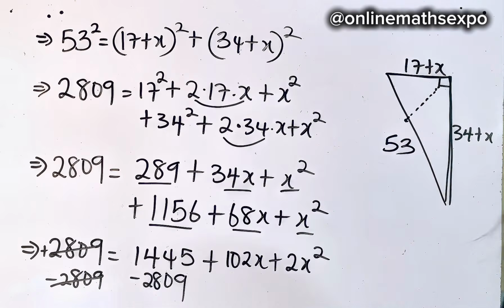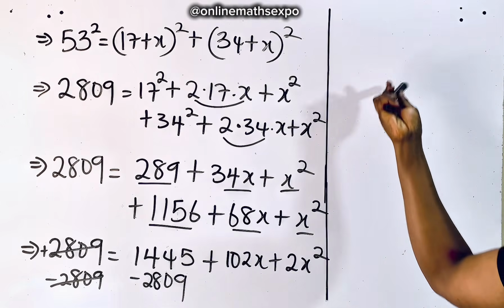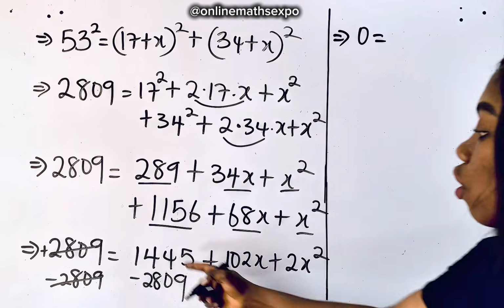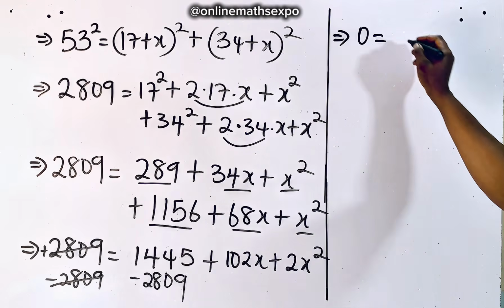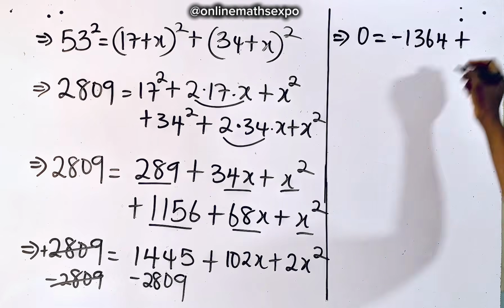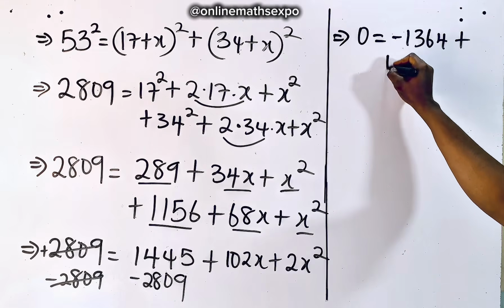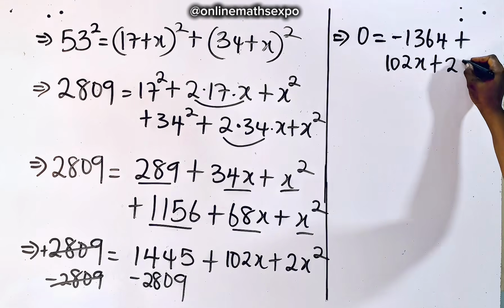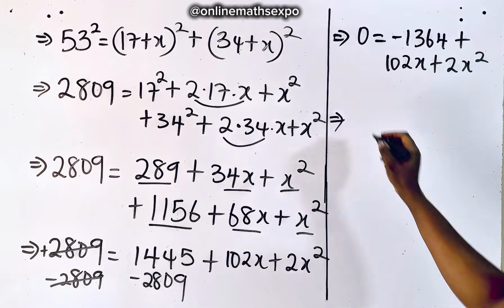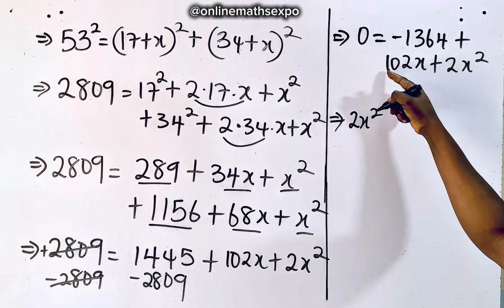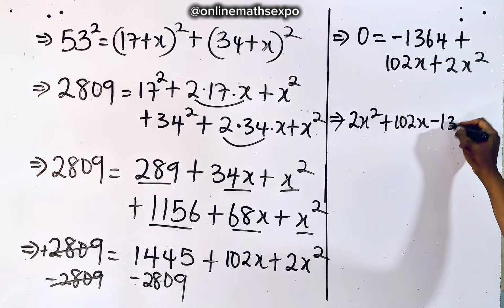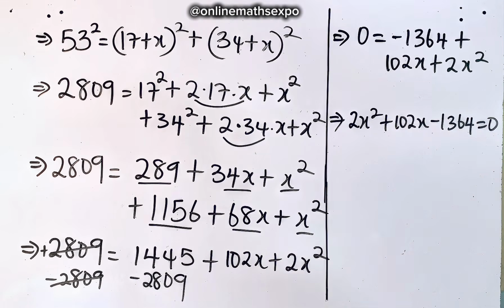Let's do this together to have. From here, we now have 0 is equal to, subtract this, it gives us negative 1,364 plus 102x plus 2x squared. Let's rearrange this so that the one with the highest power begins. It gives us 2x squared plus 102x minus 1,364 is equal to 0.